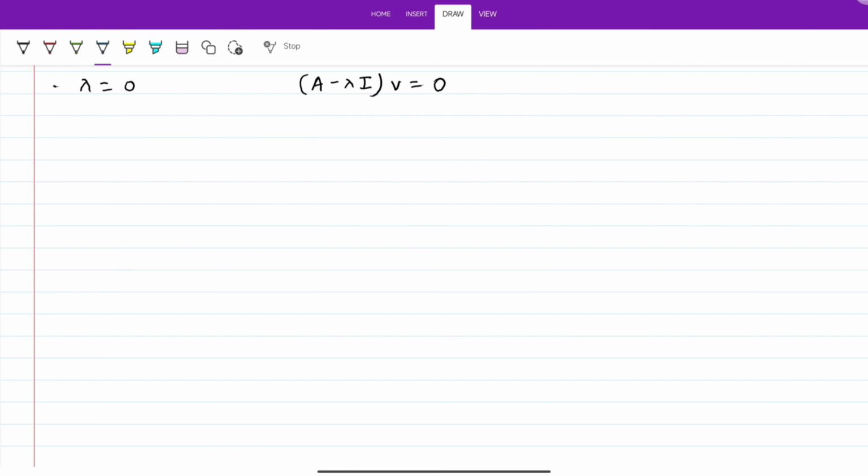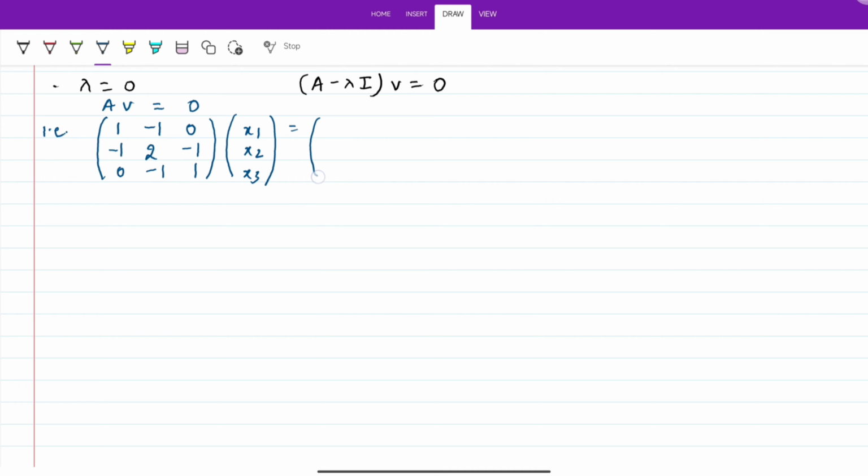Substituting lambda equal to 0 here, we get A V is equal to 0, that is 1, negative 1, 0, negative 1, 2, negative 1, 0, negative 1, 1. V we will be putting up as x1, x2, x3 is equal to 0, 0, 0. Now we are going to use row operation to reduce this matrix to its corresponding row echelon form. So on R2 we perform R2 plus R1, and this gives us first row unaffected.